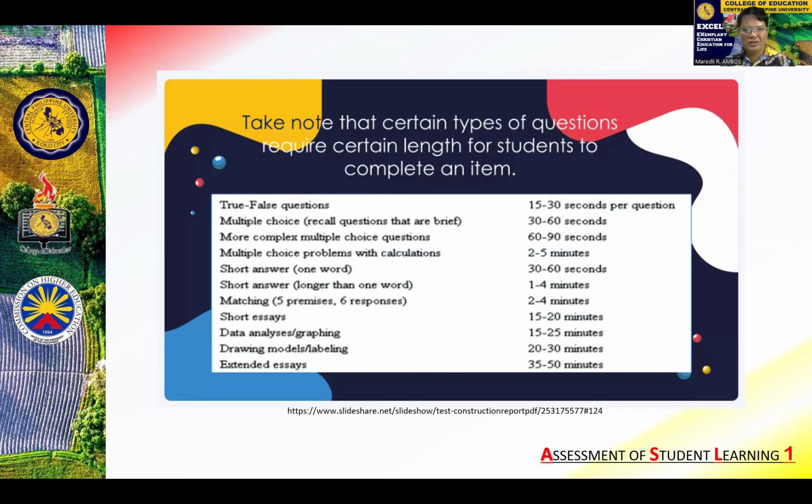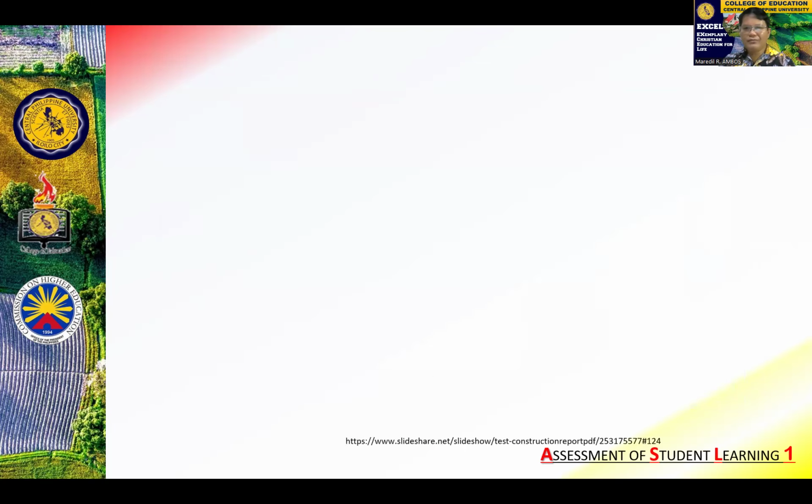For data analysis and graphing, the same. You can have 15, but it's more than 20, you need to have 25 minutes. Again, it's 15 to 25 minutes. For drawing, supposing you're going to label and draw, or draw and label after, you need to have 20 to 30 minutes. And for extended essays, you need to have 35 to 50 minutes. So that's it. Kindly recall these time frames when creating your test.